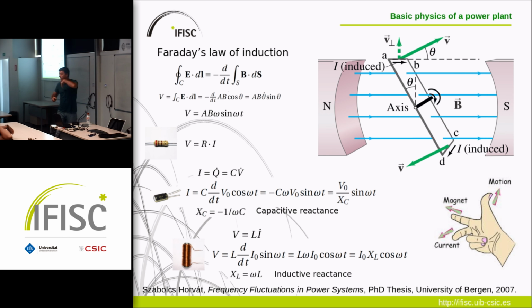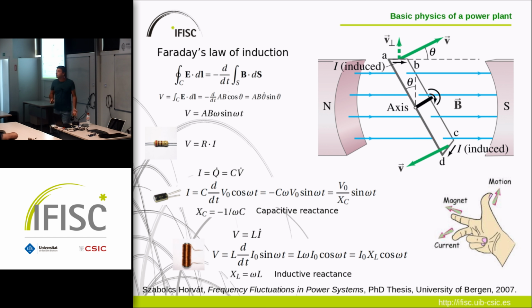This evolves in time, so this rotates, okay, and it generates an electric field. If an electric field, an electric current. So if the coil is closed, you have an electric current. If it is open, you have a voltage difference. And the voltage difference, if this rotates at constant speed, is just an alternating current that goes as the sine of the frequency times time.